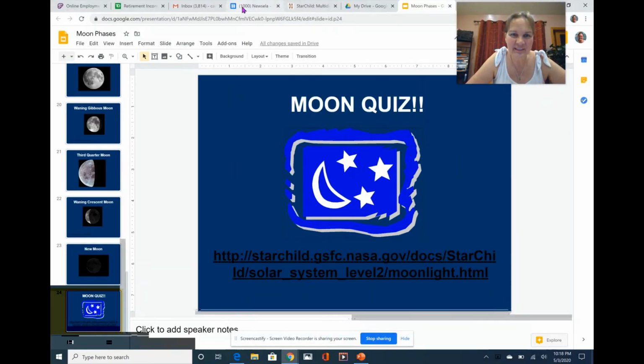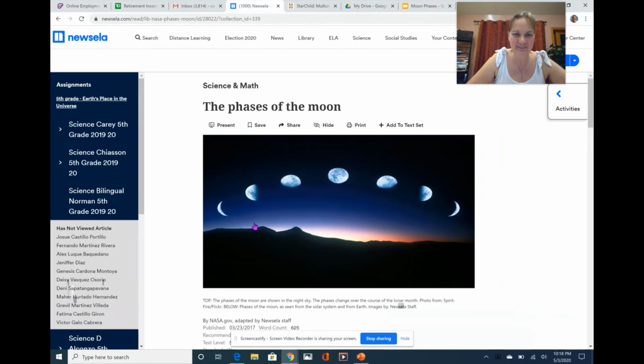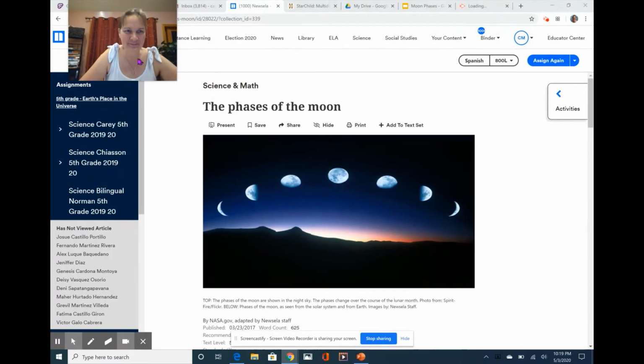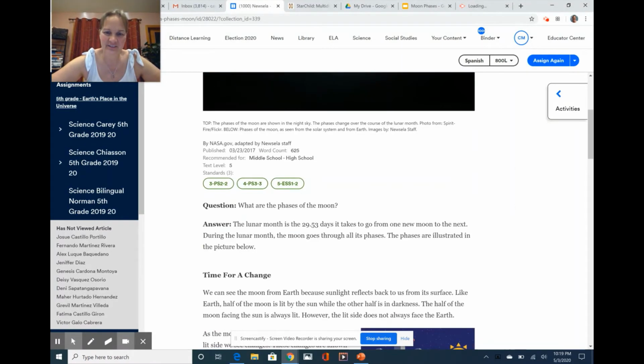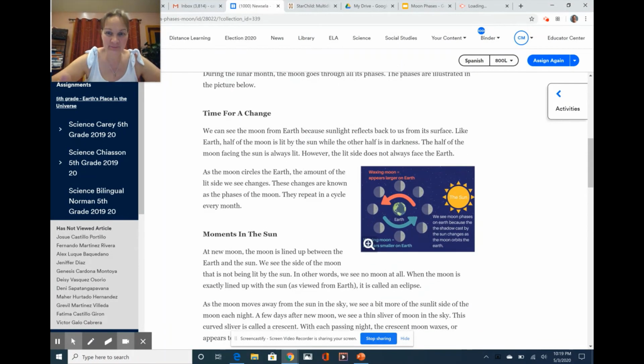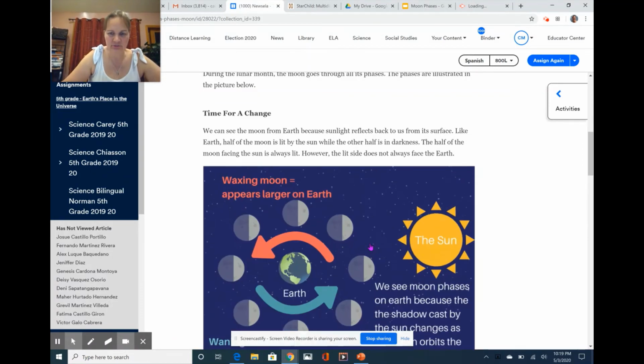Okay, so the reason I like this Newsela article is this picture. That is so cool. At least I think it's cool. Anyway, I'm going to move myself over here, because I want to go down in this article. What I like about the article, besides what's written in it, is just the images that it shows.